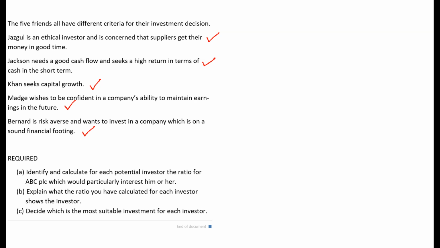In part A, we are required to identify and calculate for each potential investor the ratio for ABC PLC which would particularly interest him or her. So let's get started. Jasgul wants the suppliers to get their money in good time. The ratio that we use to find out the number of days in which suppliers are paid is the trade payables turnover or the trade payables payment period ratio. So let us use that in the case of Jasgul.